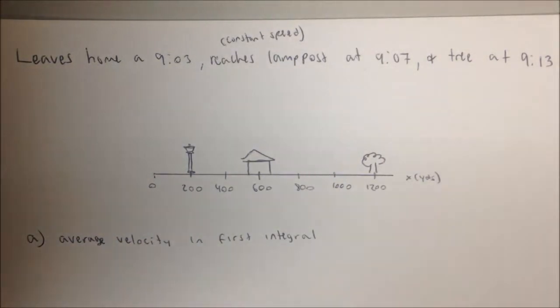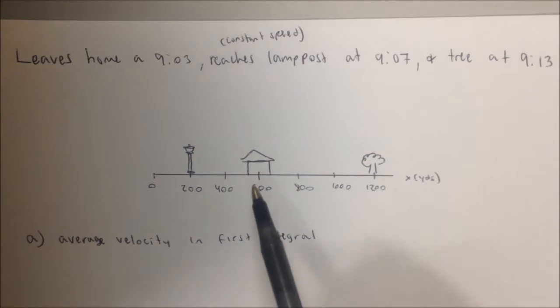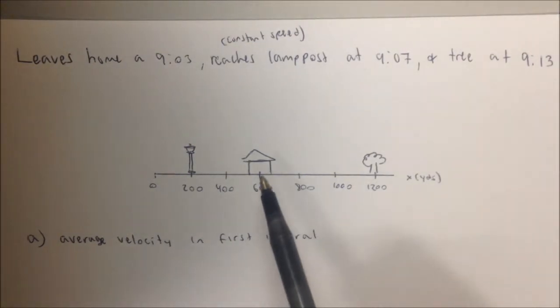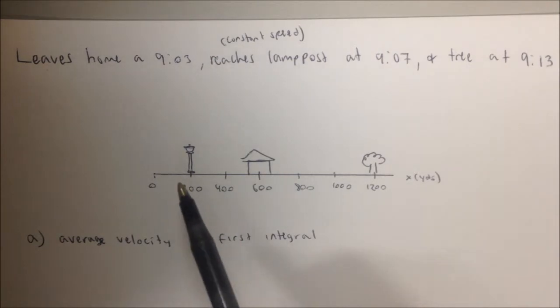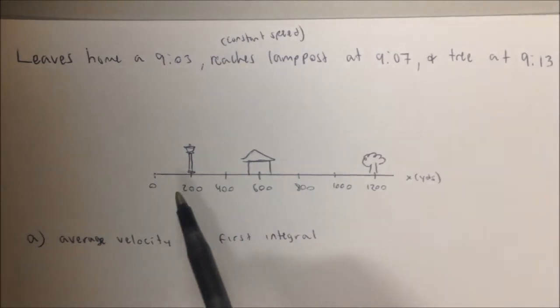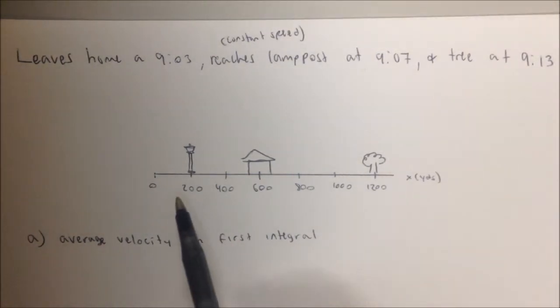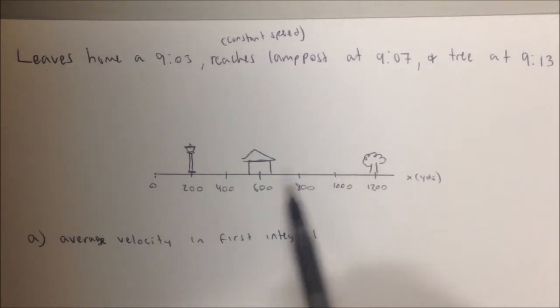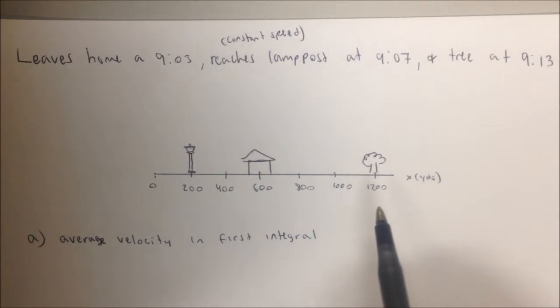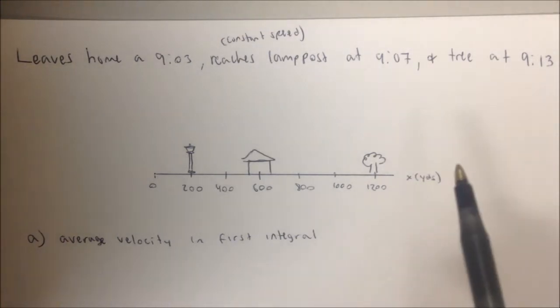Here we have a very simple average velocity problem in which our character Larry leaves his home at 9:03 and he runs at a constant velocity in the negative x-axis to the lamppost and reaches it at 9:07. He then immediately turns around and runs to the tree, which is 1,000 yards in the positive x-axis, and makes it there at 9:13.